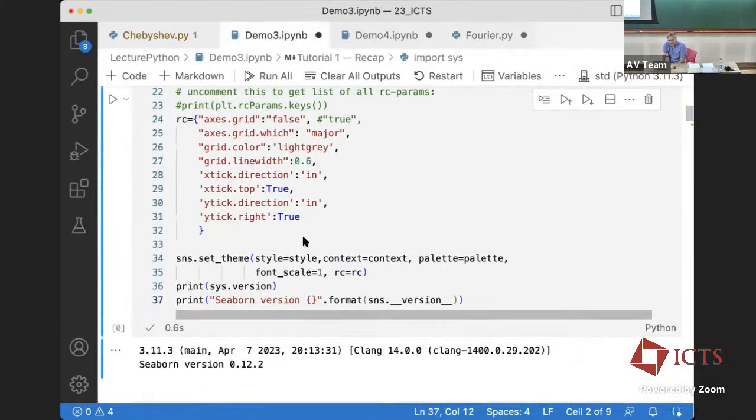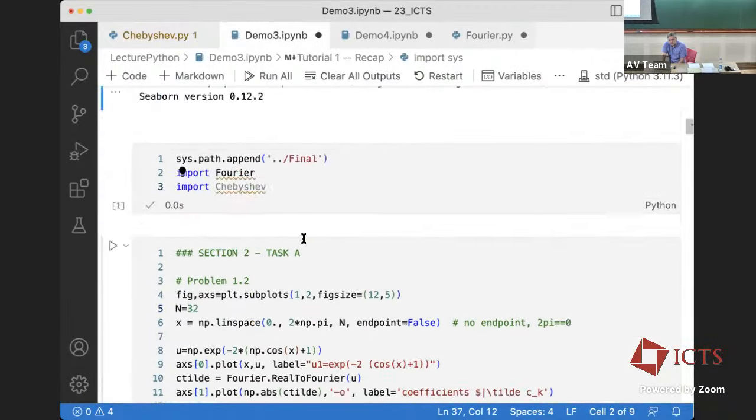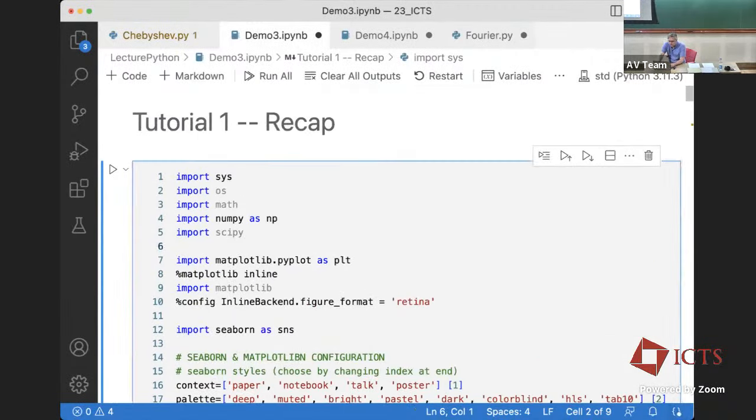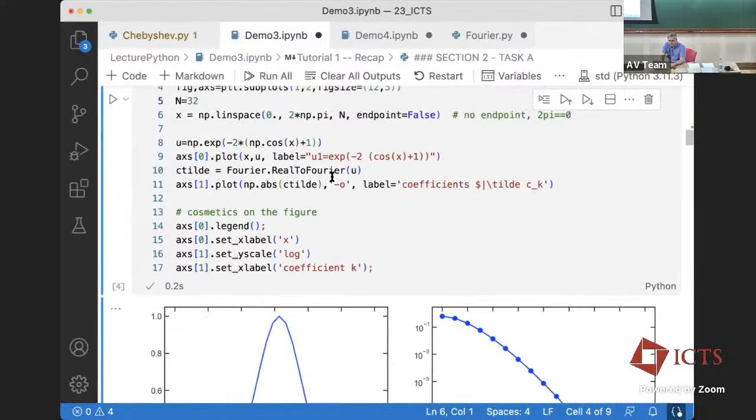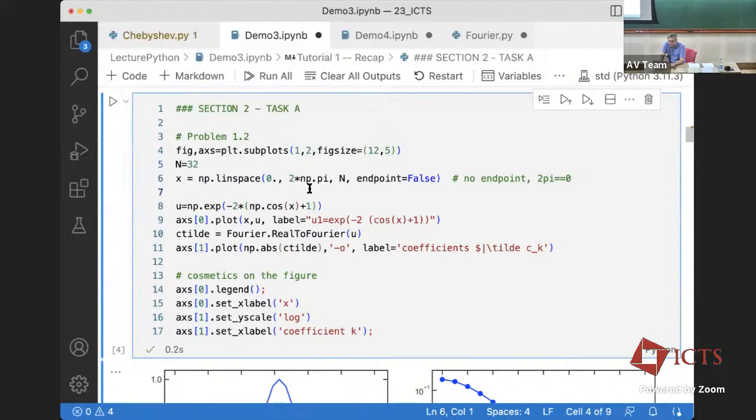Using these little pieces of code, we can then go off and actually do all the cool Fourier transform stuff we've talked about in class yesterday. So here's one example of doing that. I'm picking 32 grid points. Line 6 initializes the grid points from 0 to 2 pi without an endpoint.